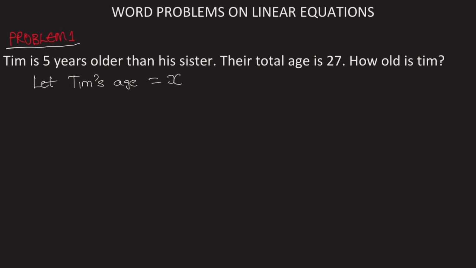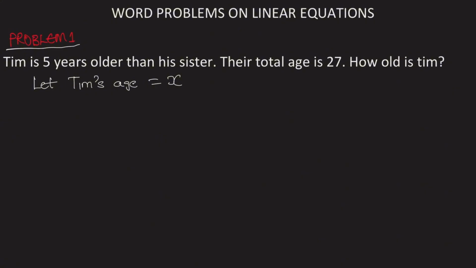Now that we've named the variable, we are going to find a way to get a linear equation from the information we are given. So from here we see that Tim is 5 years older than his sister. That means Tim's sister's age will be Tim's age minus 5, because he's 5 years older. So let Tim's sister's age equal x minus 5.